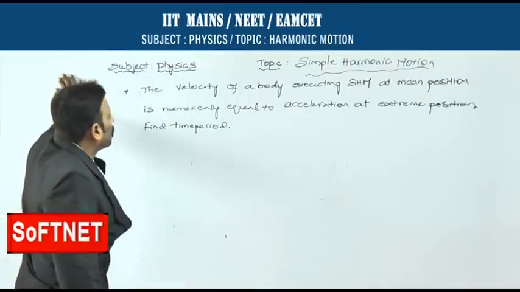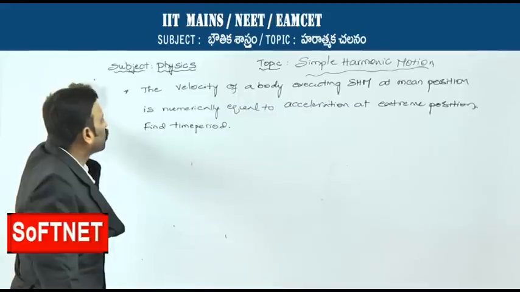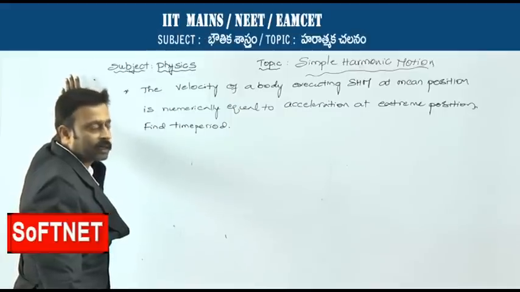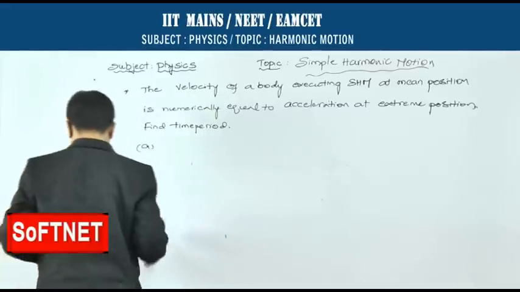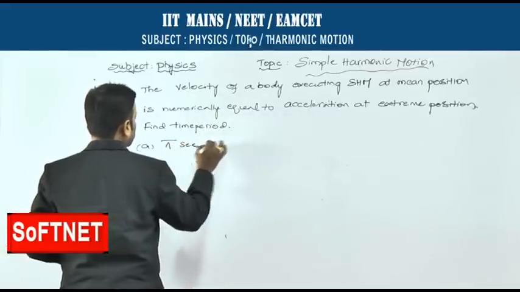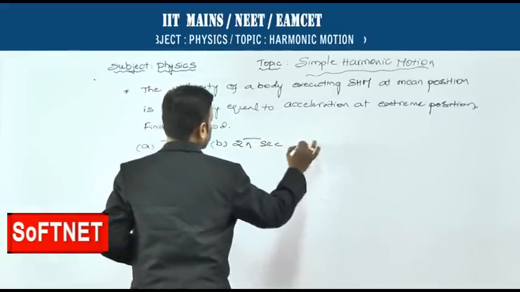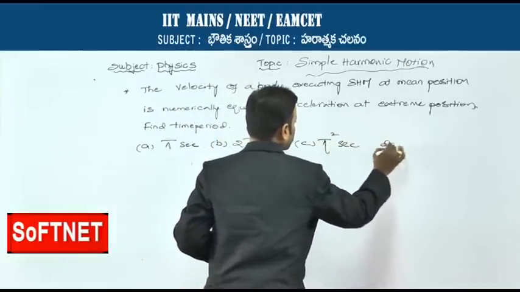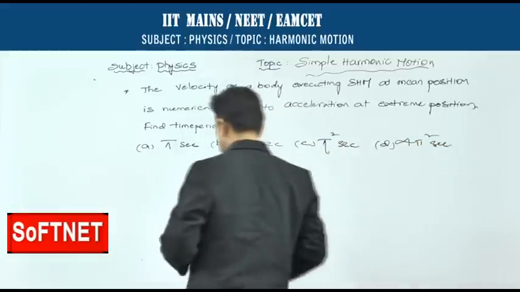Next problem. The velocity of a body executing simple harmonic motion at mean position is numerically equal to the acceleration of the same particle which is at extreme position. You are asked to find the time period of the particle. The given options are: first one pi seconds, second one 2 pi seconds, third one pi square seconds, the last one 4 pi square seconds.